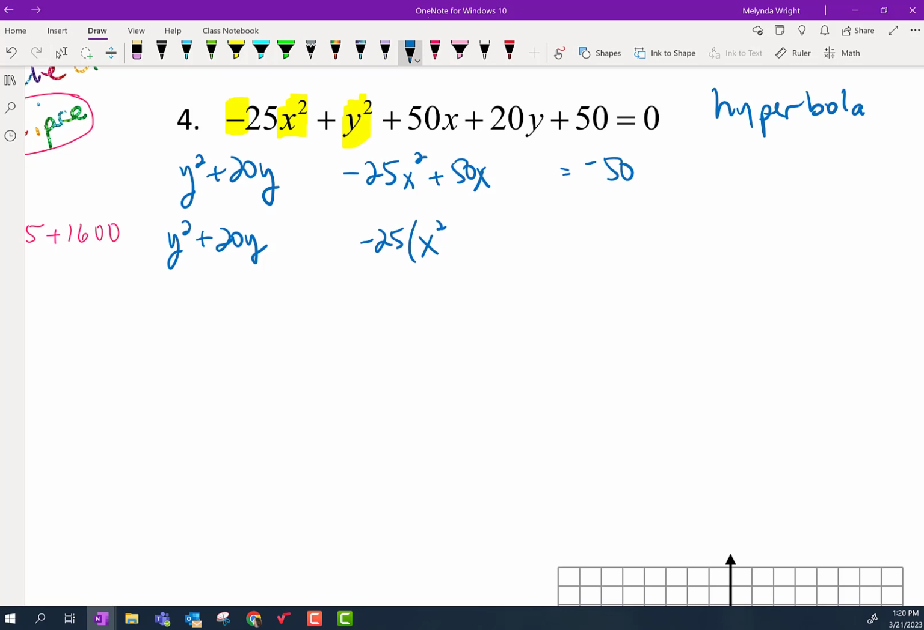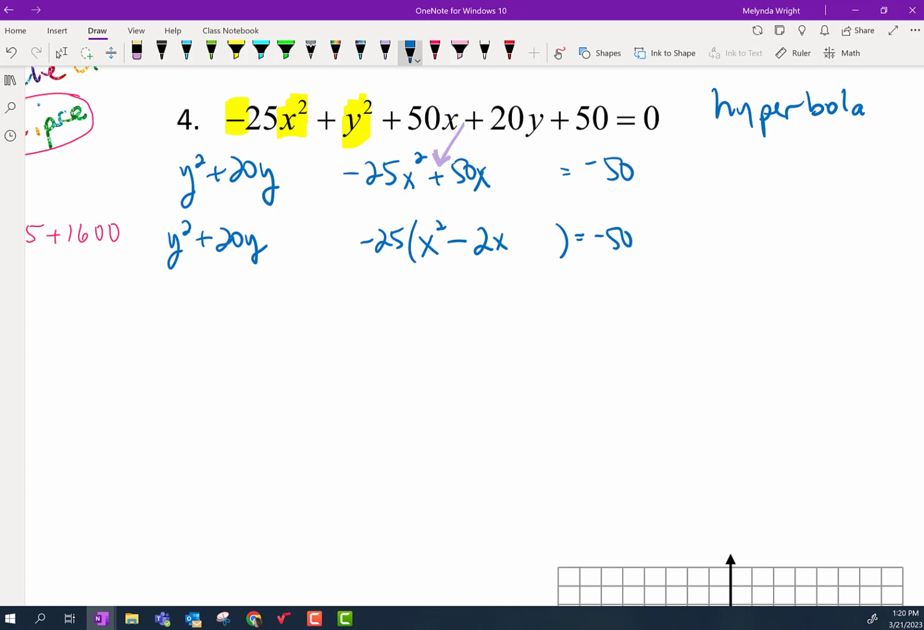Now, here's where I see the most mistakes. When I'm factoring out a negative 25, a negative number from two numbers, what is going to happen to this sign right there? Is it going to stay positive when I factor out a negative number? No, it's going to change. Whatever it is, it's going to be opposite of what it is now. So since that was positive, this sign now is going to be negative.